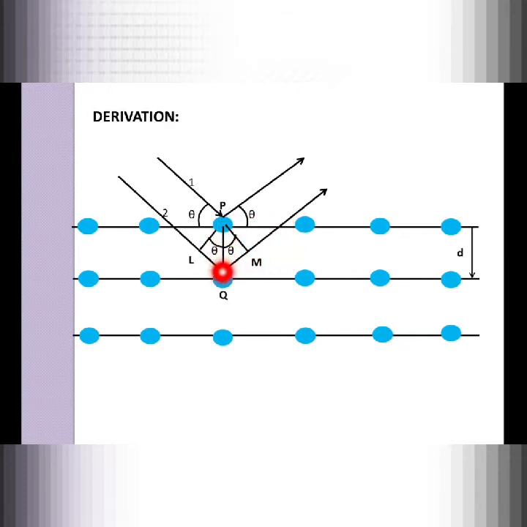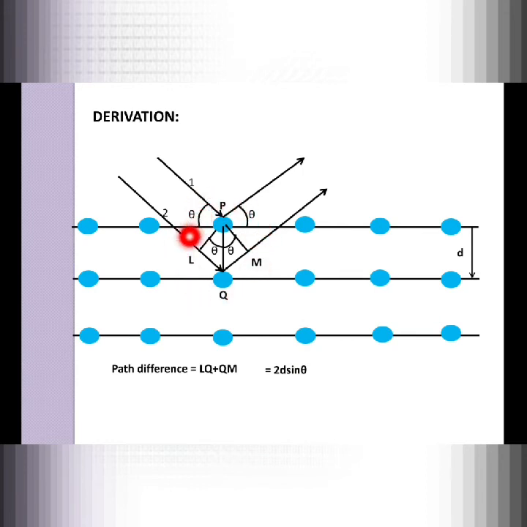Now this is also a perpendicular, this is also a perpendicular. So from the geometry you can calculate that this theta will be the same as this theta, and PQ is equal to d. So the LQ will be, this is theta, LQ will be d sin theta, as LQ is PQ sin theta and PQ is d. So LQ will be d sin theta, as well as QM will also be d sin theta, and the path difference is LQ plus QM, which is equal to d sin theta plus d sin theta, that is equal to 2d sin theta. The path difference LQ plus QM will be 2d sin theta.